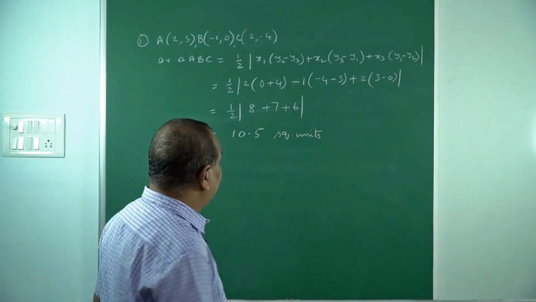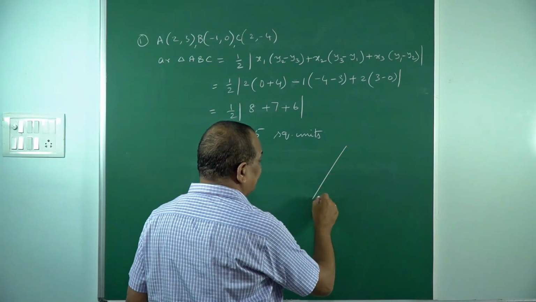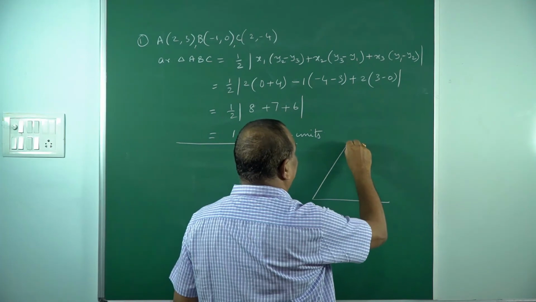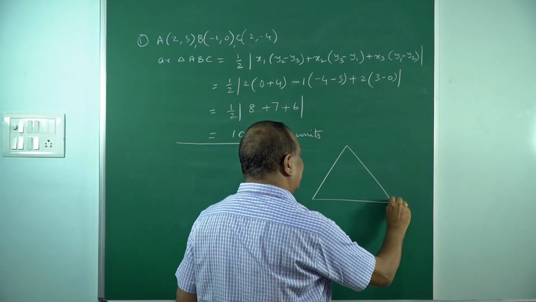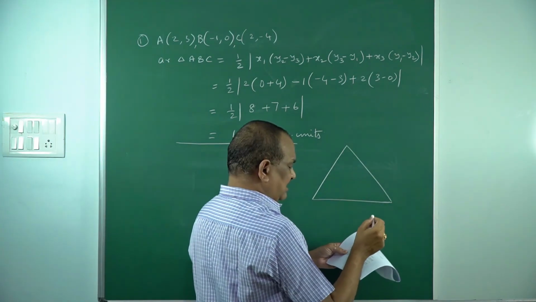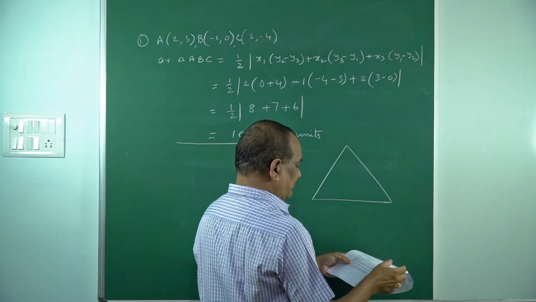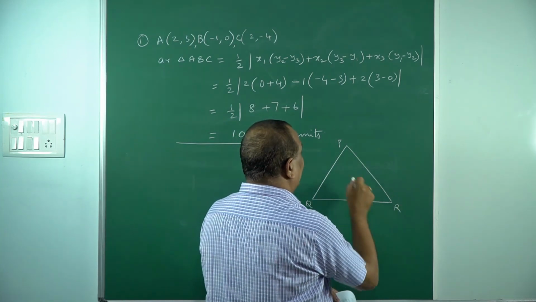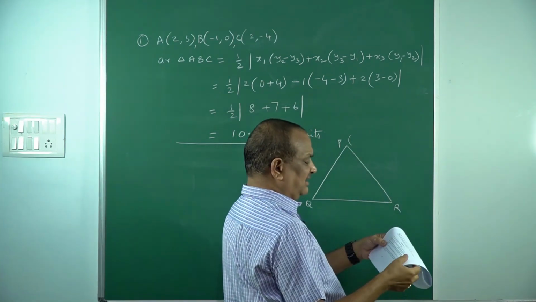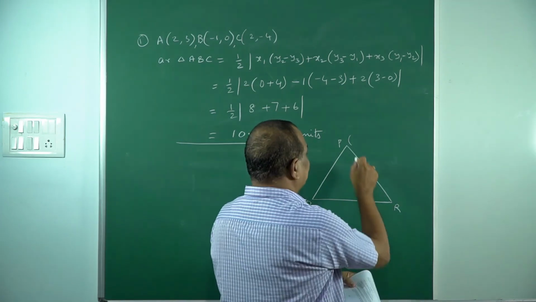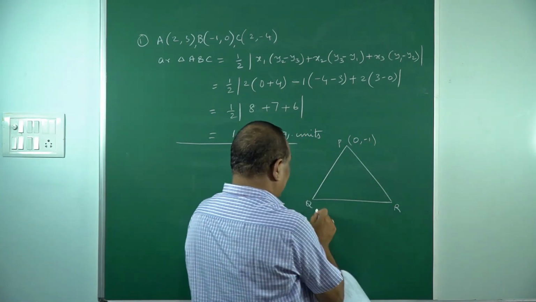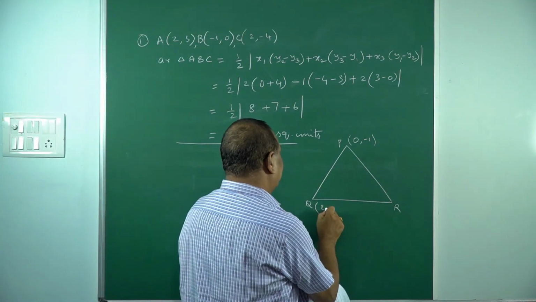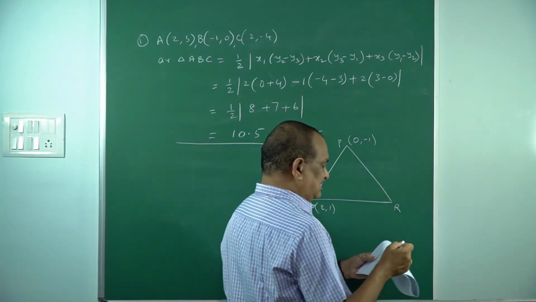Now this is a triangle given to me. I just draw a line. This is a triangle, and here I take it as PQR, and the vertices given are 0 comma minus 1, the second is 2 comma 1, and the third one is 0 comma 3.